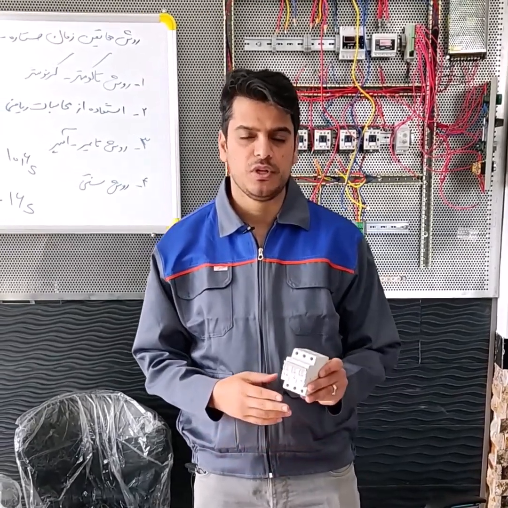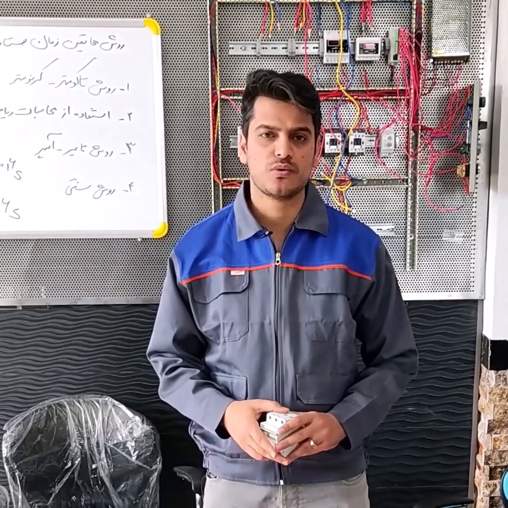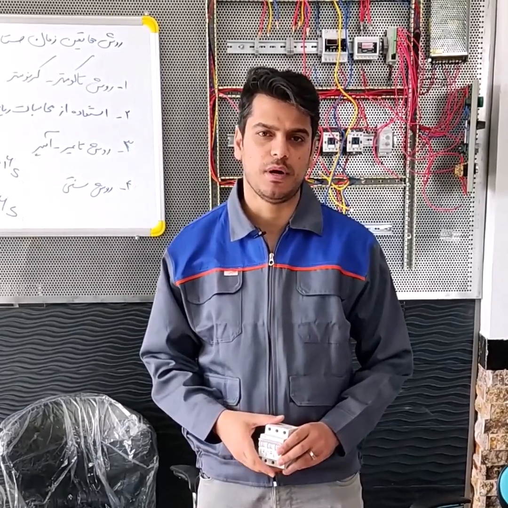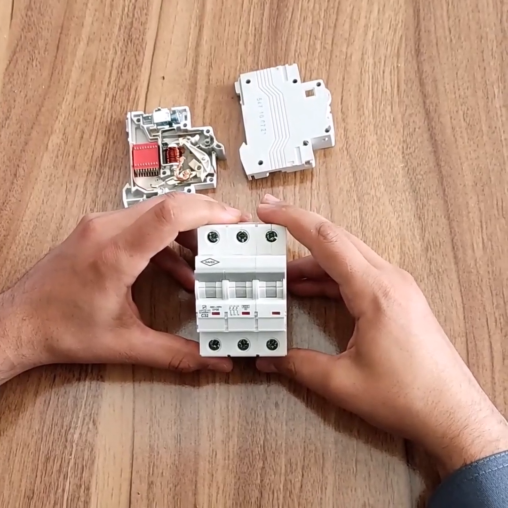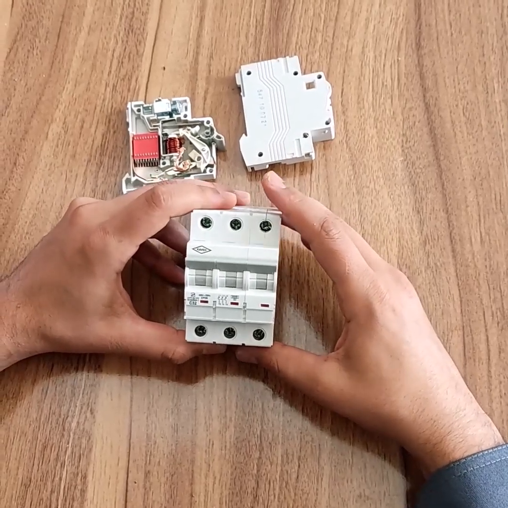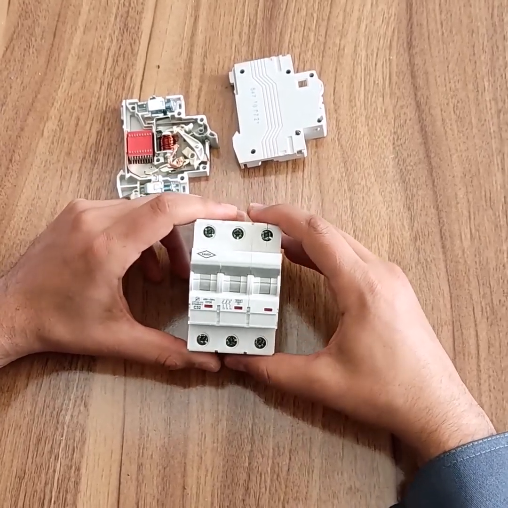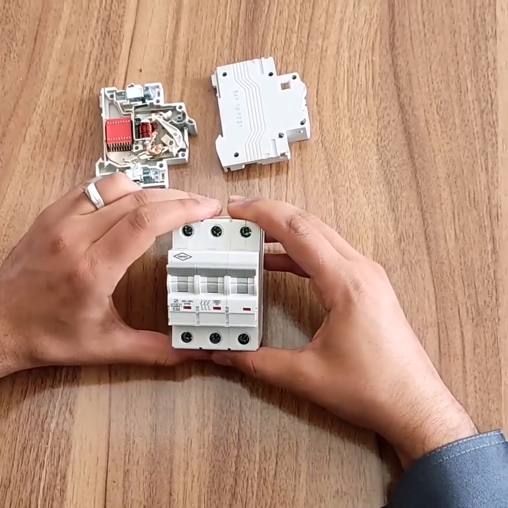Now, in this video, we want to explain to you about the MCB, and I will open an MCB device and explain the components inside it. So stay with me. The widely used device for disconnecting and connecting electricity in the power circuit and common circuit is the MCB device. Here you can see the single phase and the three phase.